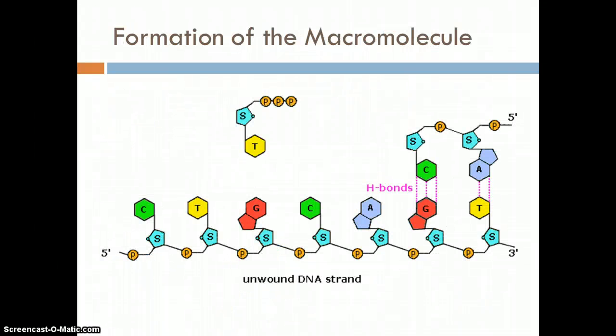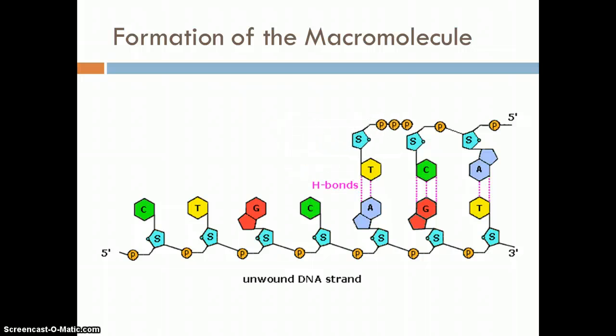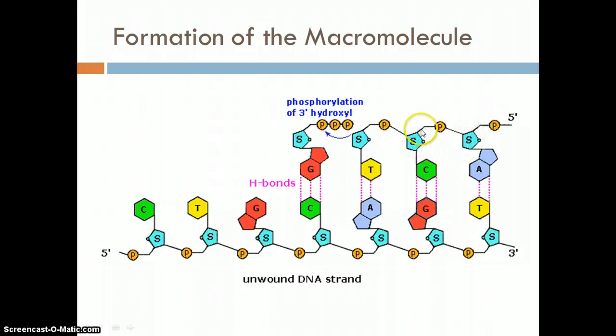So this animation sort of shows the process of creating a DNA. Notice that as these come in, phosphorylation happens. That's just phosphate group coming off in order to form that covalent bond. That creates our sugar phosphate backbone, which is really, really strong.